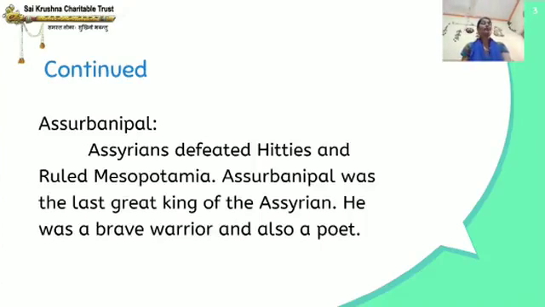Asurbanipal defeated the Hittites and ruled Mesopotamia. Asurbanipal was the last great king of the Assyrians. He was a brave warrior.